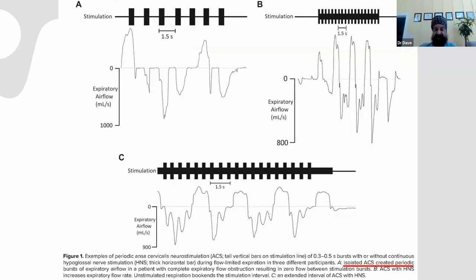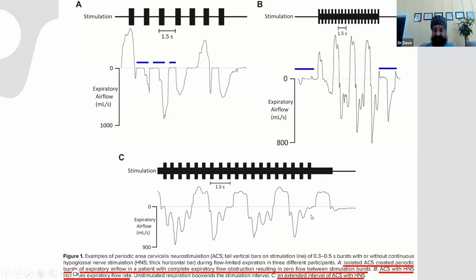These are examples to show you when the stimulus is being applied and when it's not. When it's applied, you get improved expiratory airflow. When the stimulus is switched off, you get zero airflow. In the second case, when the stimulation is applied, you get an improved expiratory flow rate. When the stimulation is switched off, the flow rate is reduced significantly.